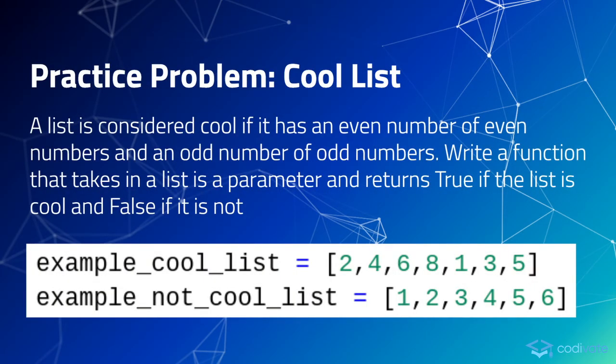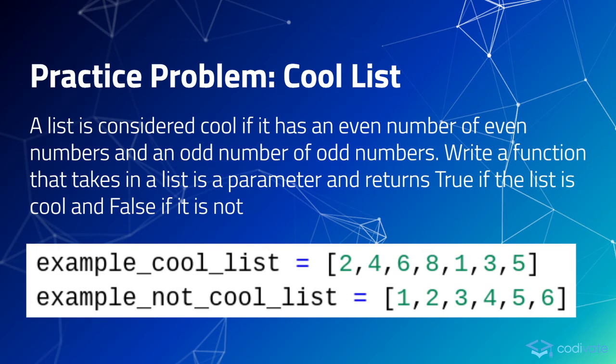This is another interesting practice problem for the day. It's the last one before we get to our exercises. So let's go over it. A list is considered cool if it has an even number of even numbers and an odd number of odd numbers. Write a function that takes in a list of numbers as a parameter and returns true if the list is cool and false if it is not.